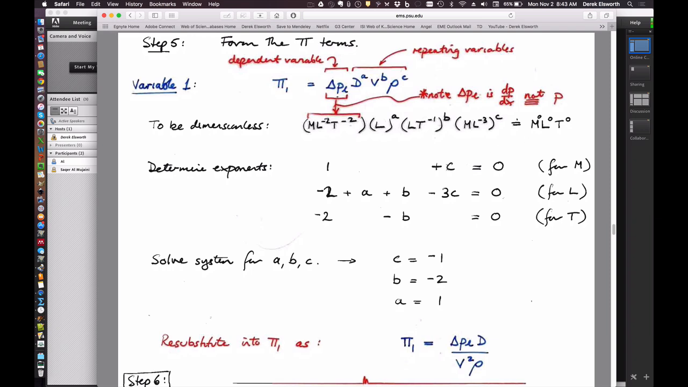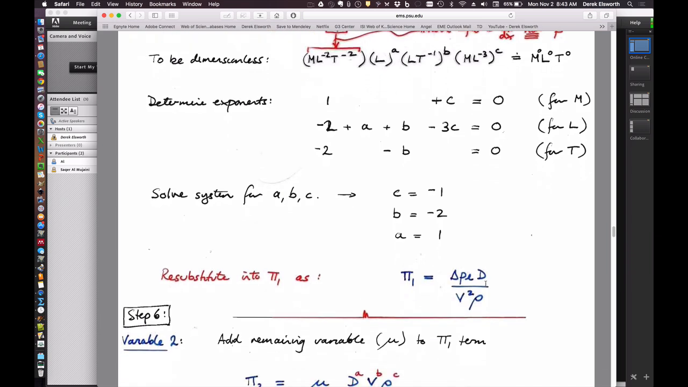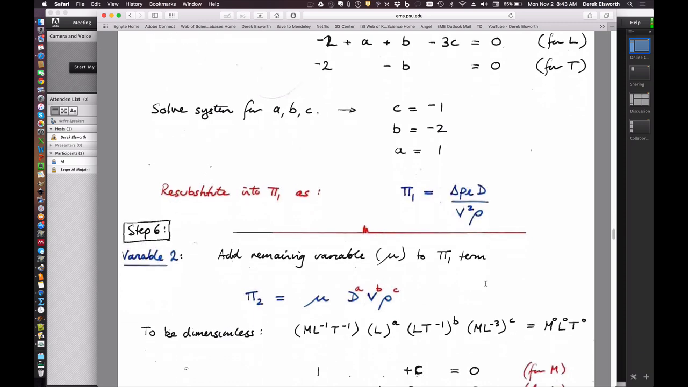And so we go through this little recipe here, solving 3 simultaneous equations to figure out what a, b, and c are. We apply a, b, and c to each of these terms, and we come up with a non-dimensional variable, uniquely defined by those 3 repeating variables and the dependent variable. Uniquely defined, always. And it will be defined for you, and there will be a question on this.